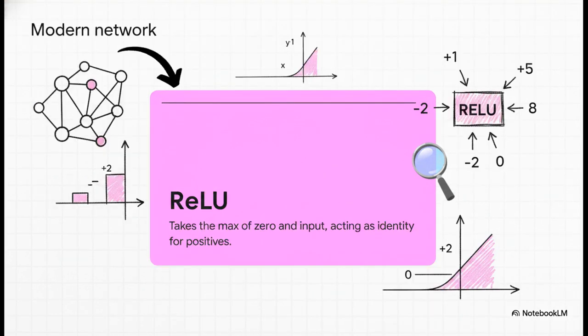But modern networks? They realized they didn't need to be so biologically strict. We've largely evolved to use a function called ReLU, or rectified linear unit. And it's actually shockingly simple. It just takes the maximum of 0 and the input. If the incoming number is negative, it just outputs 0. If it's positive, it acts as an identity function and just passes the number straight through.